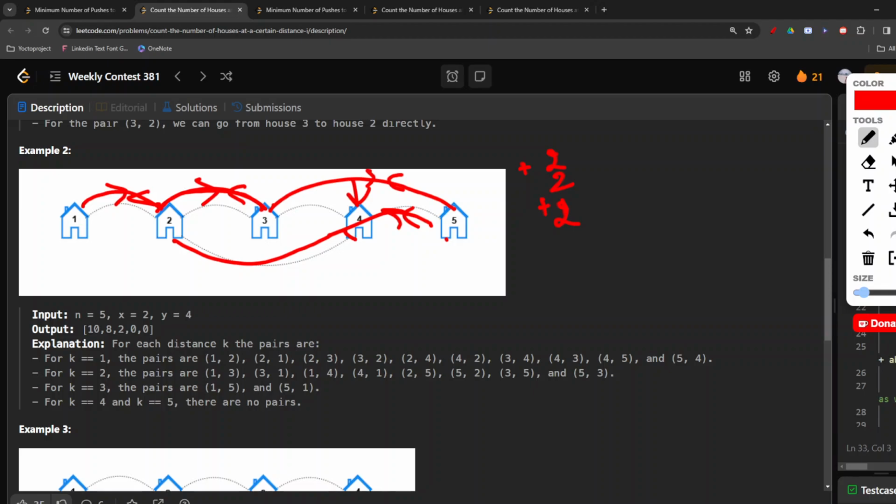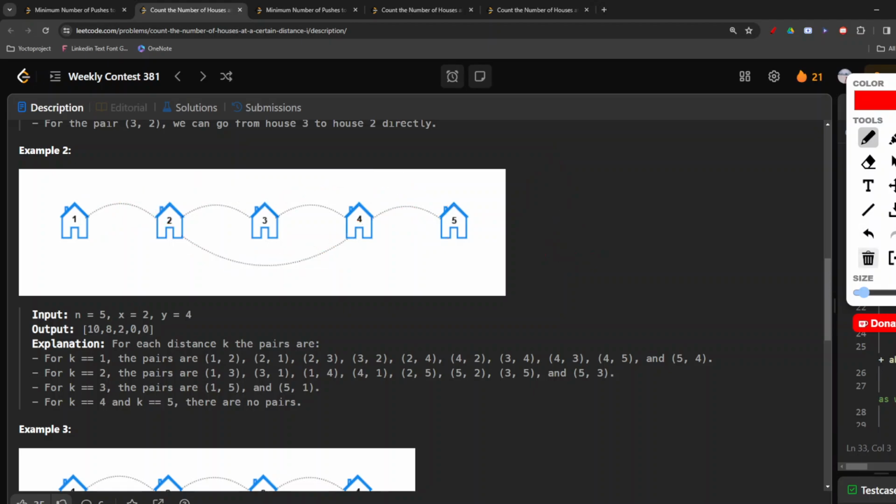Now comes the part where one more is missing. If we want to go from 1 to 4, right? 1, 2 and then this one 4. Then same here and there. So another, right? So 2 into 4, that would be 8. So this is the one.